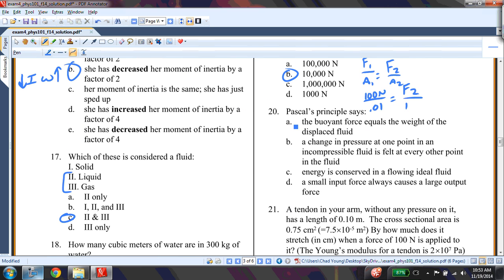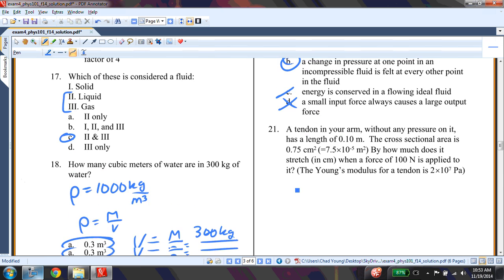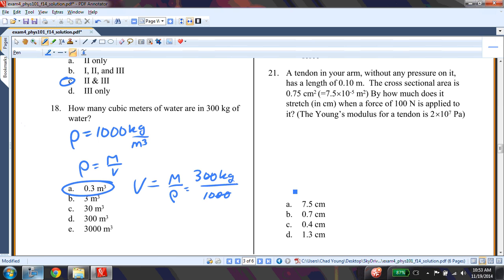Pascal's principle, all right. Not this one, that's for Archimedes' principle. This is Pascal's principle: a change in pressure at one point in an incompressible fluid is felt at every other point in the fluid. This is Bernoulli's principle, and this just isn't true. That's not anything.